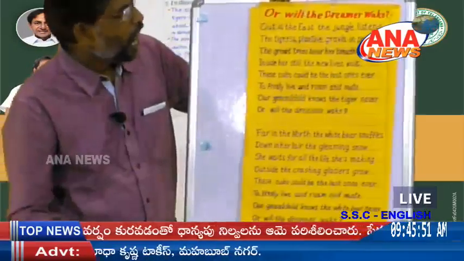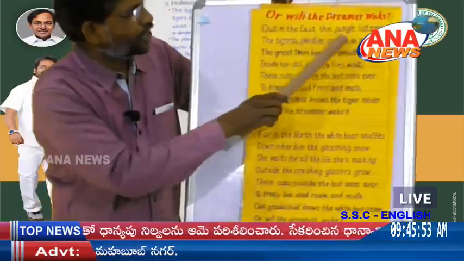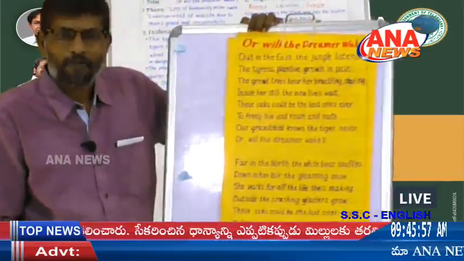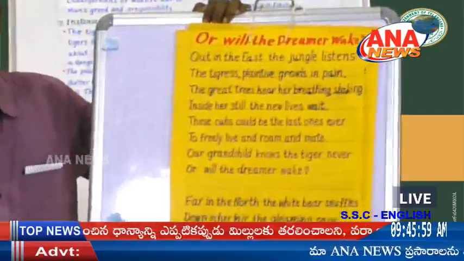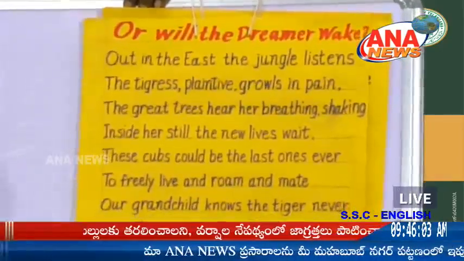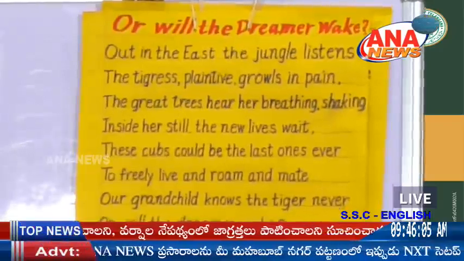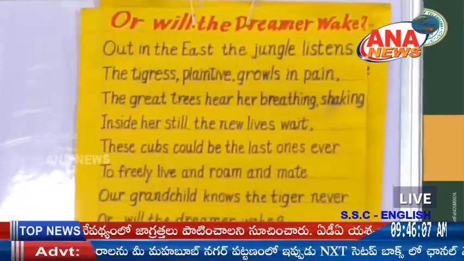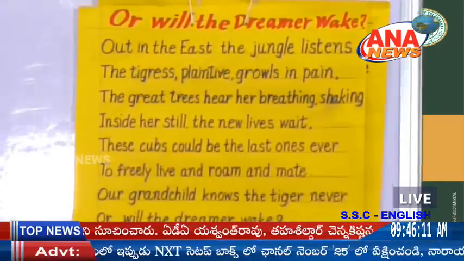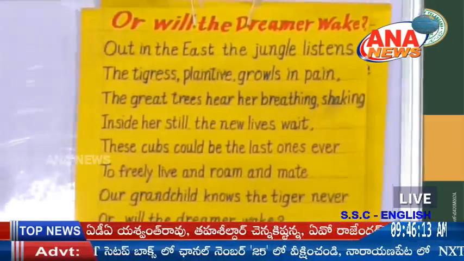Okay. Out in the east, the jungle listens. The jungle is a location, a forest. So location is ready for us. The direction is east. In this poem, the poet has taken all the 4 directions. Now we have taken 2 stanzas, 2 directions.